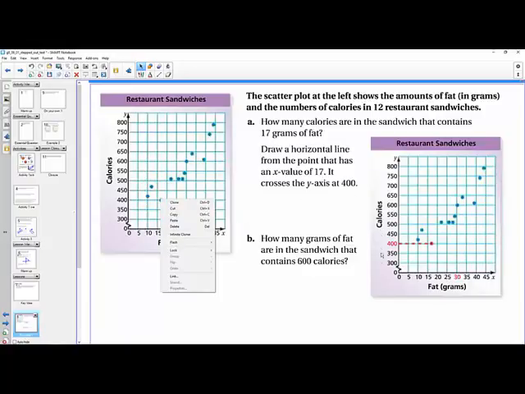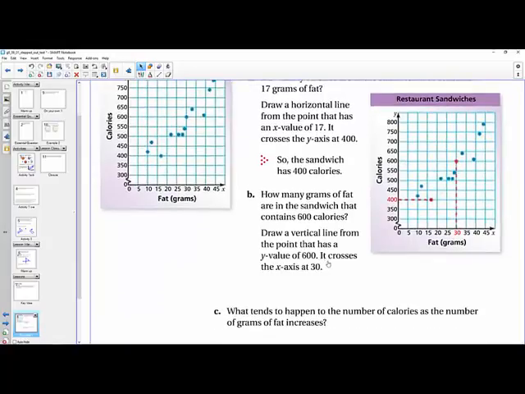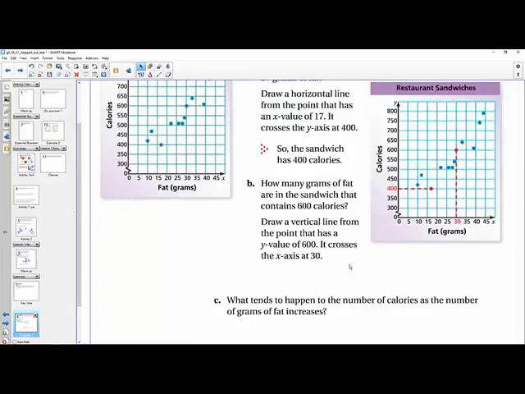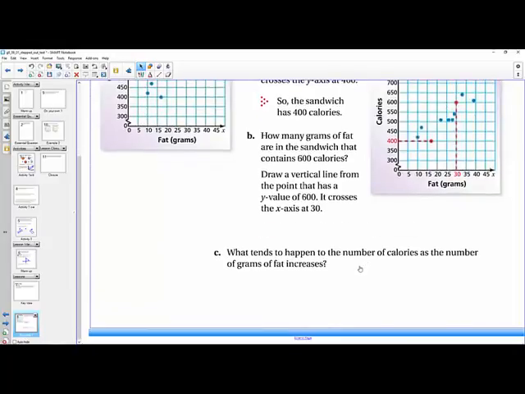The second one says draw a horizontal line. That's what we did here. Drew the horizontal line at 17, so it's about there. So it says how many grams of fat are in a sandwich that contains 600 calories. So 600, draw my line here. It looks like it goes to 30, right? So I just go to 600, go to the point, and go down. So what tends to happen to the number of calories as the number of grams increase? Well, the calories and grams both seem to go up, right? It seems like it's a positive correlation. It's getting more on both sides.